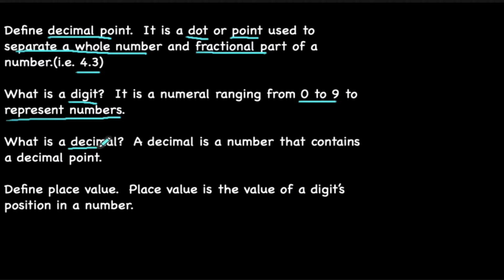A decimal is simply a number that contains a decimal point. So if you see something like this, it is a decimal, okay? Or some people would say a decimal number. And then place value is simply the value of a digit's position in a number. So we'll go over this. So let's go ahead and begin.